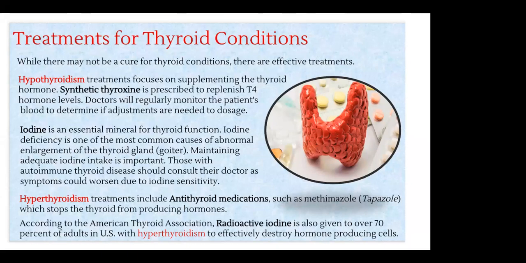That's one of the more common medications that we use in those who have an overactive thyroid. Even radioactive iodine is also given to over 70% of adults in the U.S. with hyperthyroidism. This is another effective way to destroy hormone-producing cells.